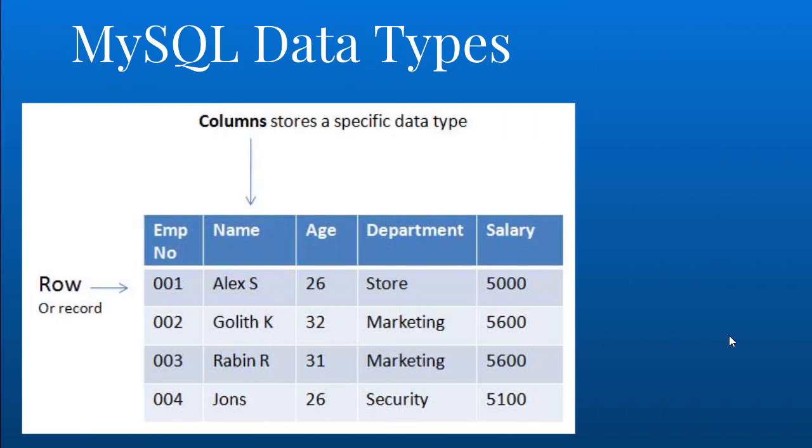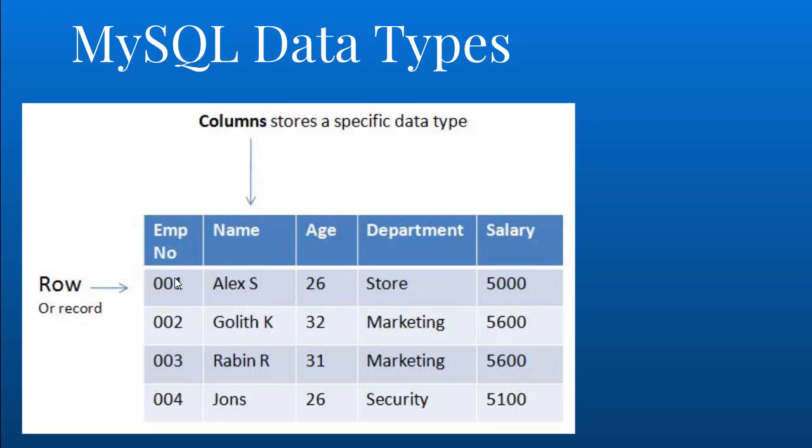Alright, welcome back. Now we will discuss MySQL data types. If you have heard about data types before, every piece of data, if you deal with data, has a specific data type. For example, you can see the table. We have a few columns: employee number, name, age, department, salary. So these all basically have a specific data type, right?